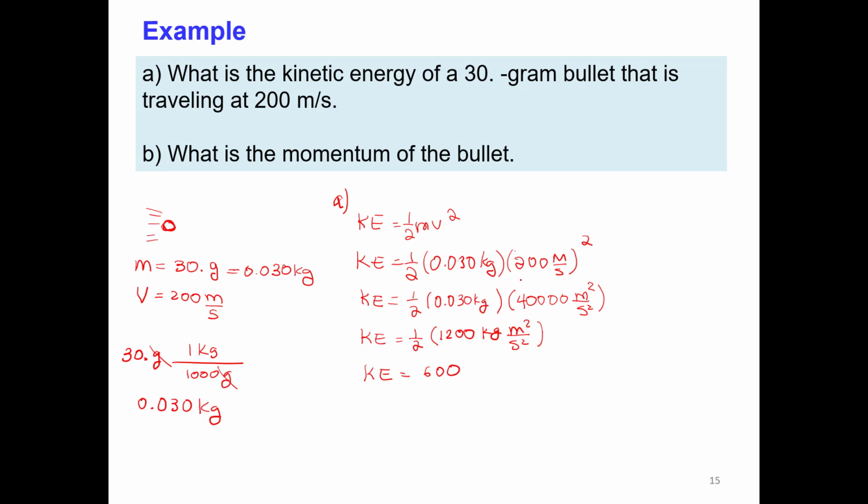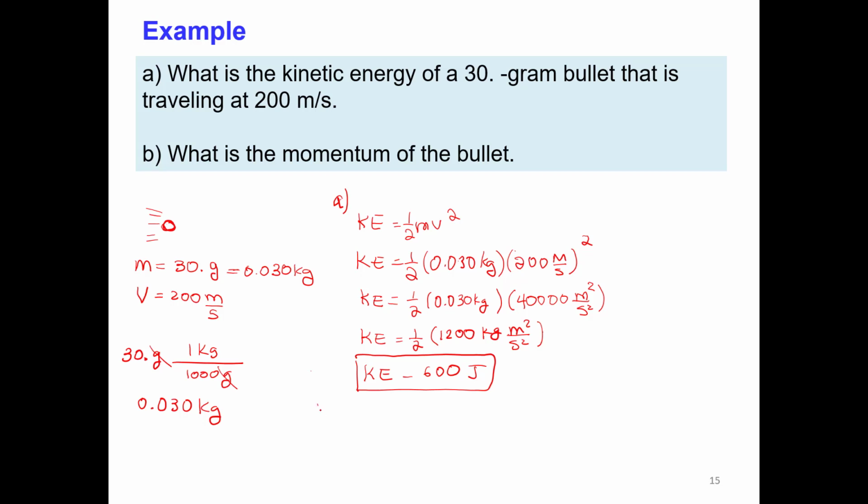And here we had one significant digit. We had one significant digit here, and no problem. And we know this corresponds to joules. Kilograms meter square per second square correspond to joules. Then the kinetic energy of the bullet corresponds to 600 joules.